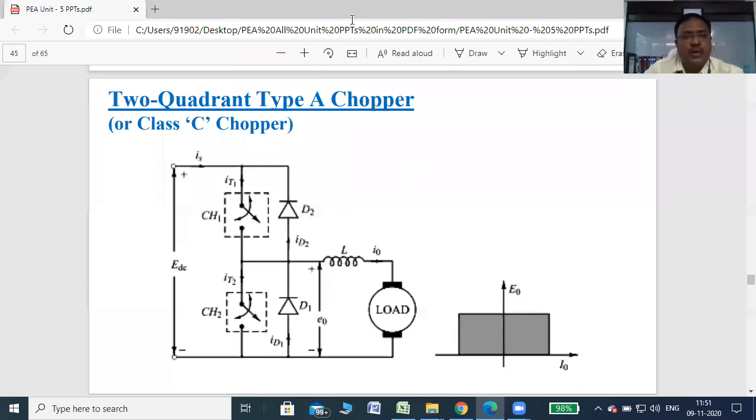Okay, so in the last lecture, we started the two quadrant chopper.